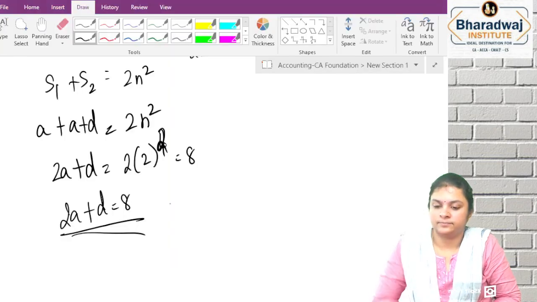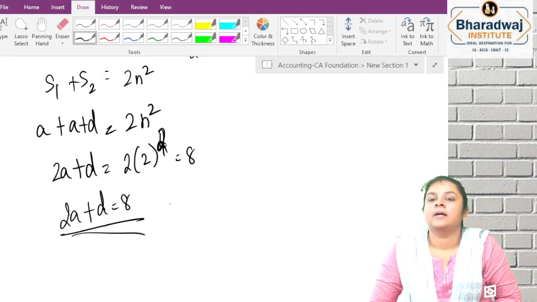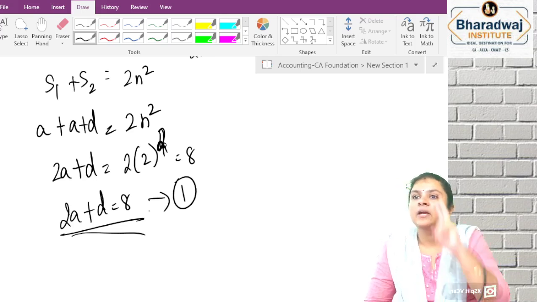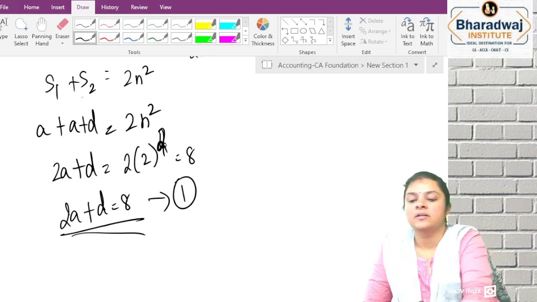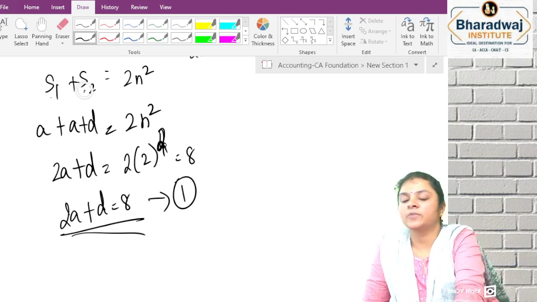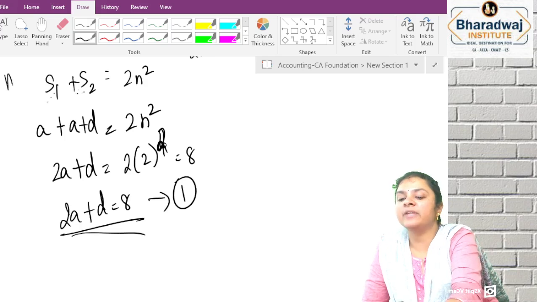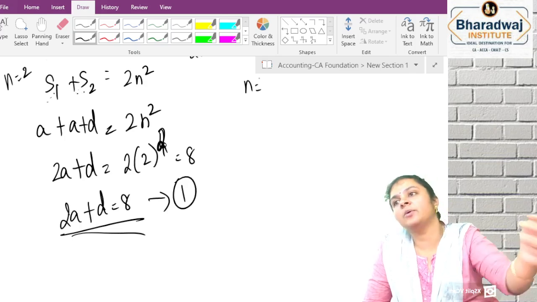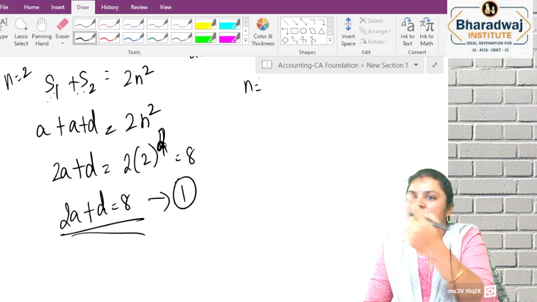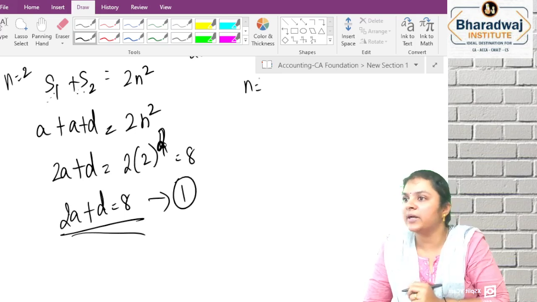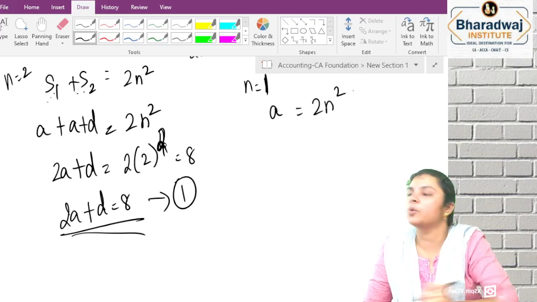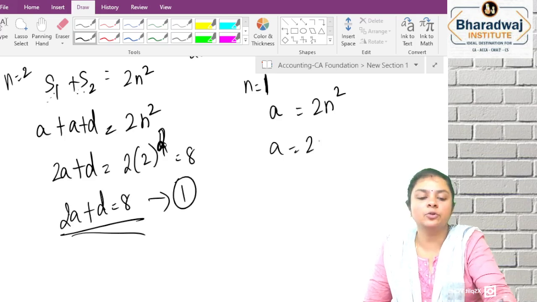So this is equation 1. Equation 2: sum of n terms. Here you have taken n is equal to 2. Now you can do n is equal to 3, n is equal to 4, take whichever you like. But for simplicity's sake, let's take n is equal to 1. If I take n is equal to 1, the first term is equal to 2n square. So, a is equal to 2 into 1 square, which is 2.